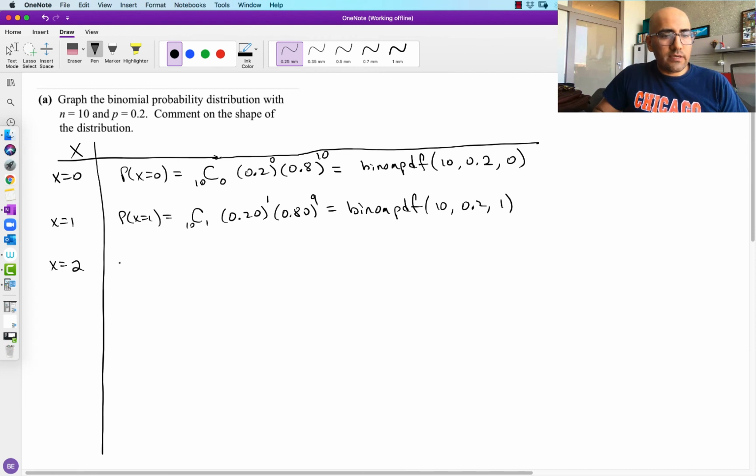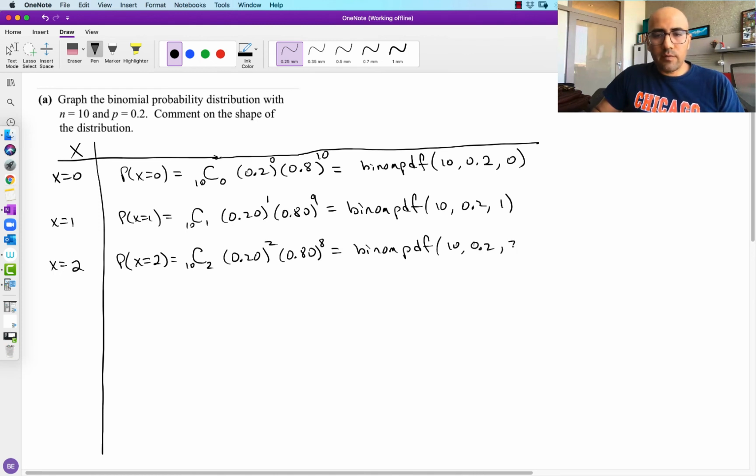X equals 2 is going to be the probability that x equals 1. Oh, sorry. X equals 2, which is equal to 10 choose 2, 0.20 to the power of 2, 0.80 to the power of 8, which then becomes binomPDF of 10, 0.2, 2. And then we can keep going, right? Dot, dot, dot, all the way out to the very last one. Same pattern, keep going, all the way out to x equals 10.